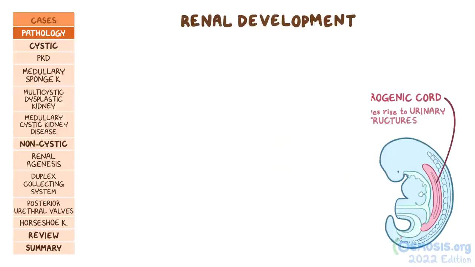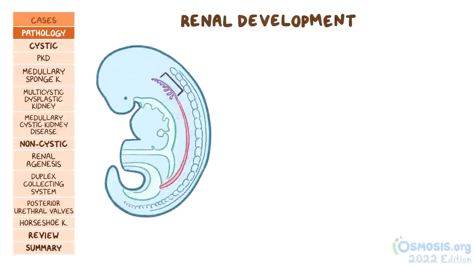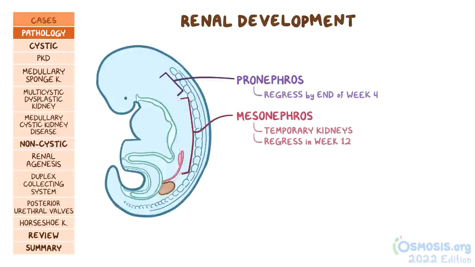During renal development, the nephrogenic cord gives rise to 3 sets of structures. The non-functional pronephros in the embryo's head region, which regresses by the end of week 4. Then the mesonephros forms, appears in the thoracic and upper lumbar region, and acts as temporary kidneys until they regress in week 12. Finally, the metanephros develops in the pelvic region, and it forms the permanent kidneys.